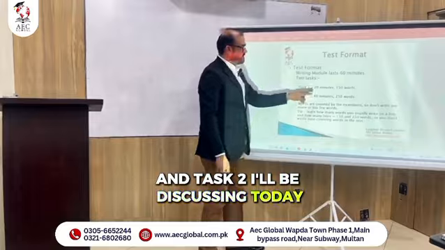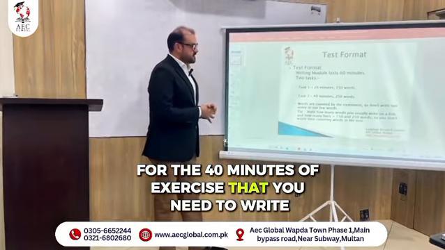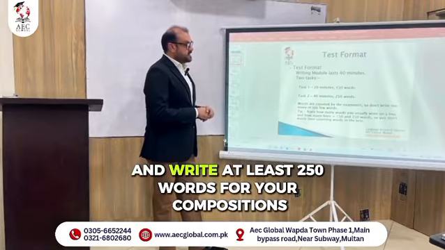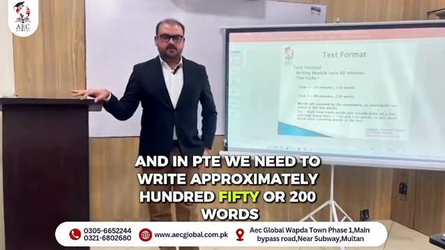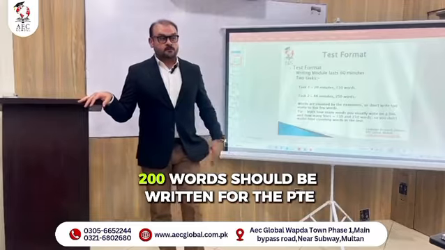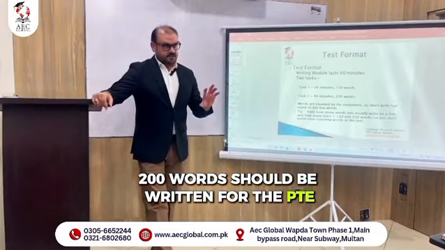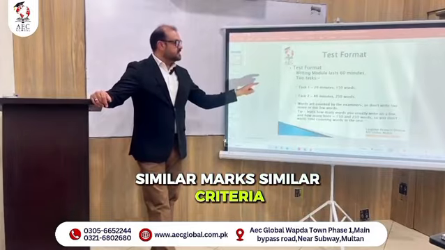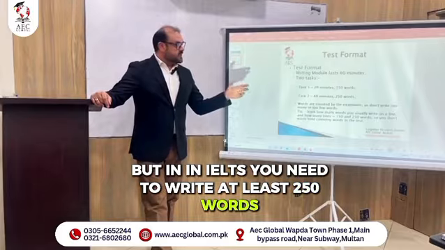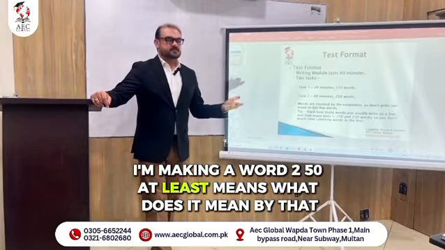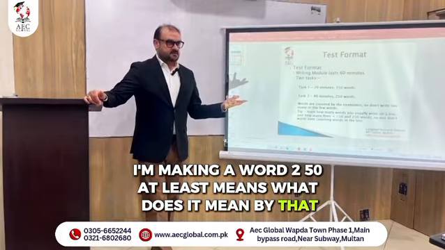I'll be discussing today the 40 minutes of exercise that you need to write, and you need to write at least 250 words for your composition. And in PT, we need to write approximately 150 or 200 words. 200 words should be written for PT. Similar marks, similar criteria, but in IELTS, you need to write at least 250 words. I'm saying 250 at least, what does it mean by that?